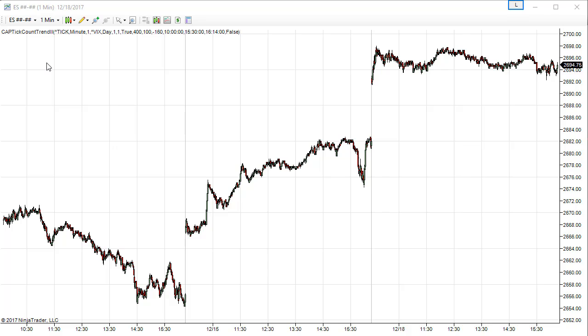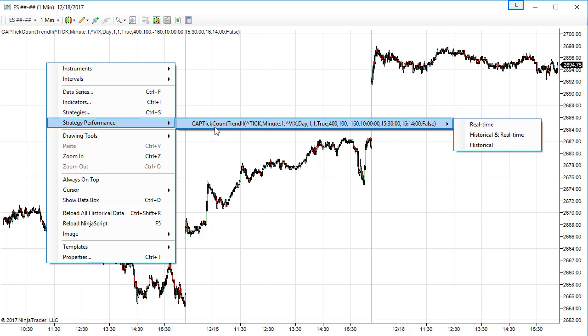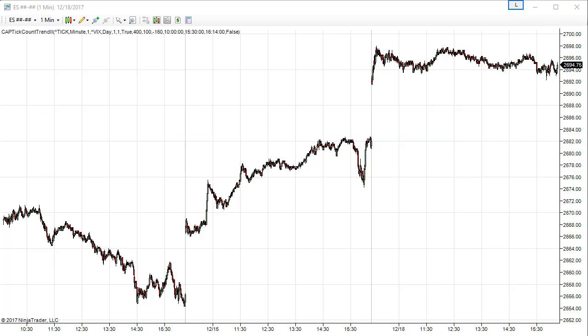And here is Cap Tick Count Trend 2. It's a counter trend version of Tick Count Trend, and it's on the E-mini S&P. I'm going to show you the results for this. This has a long history. This is a strategy that has averaged about $37 average trade profit. But most recently, the average trade profit is better.